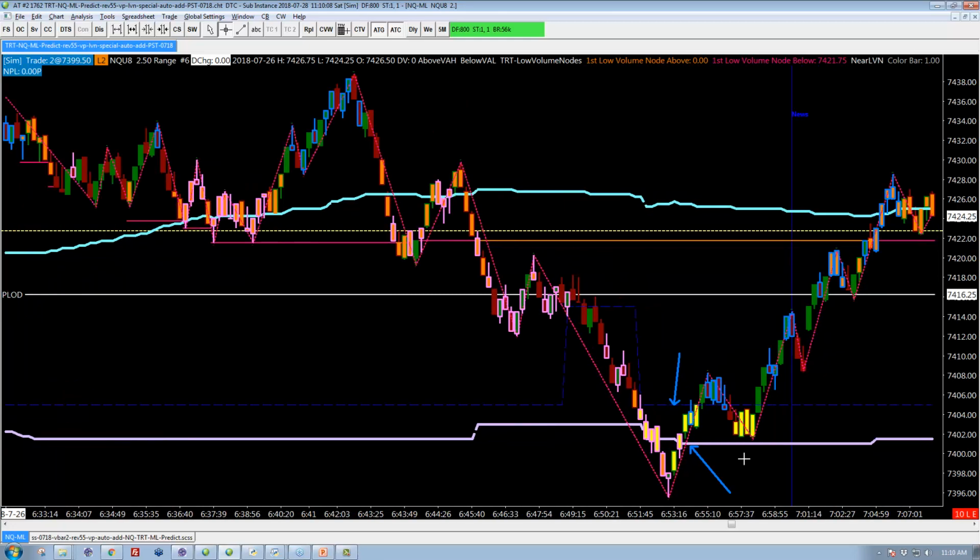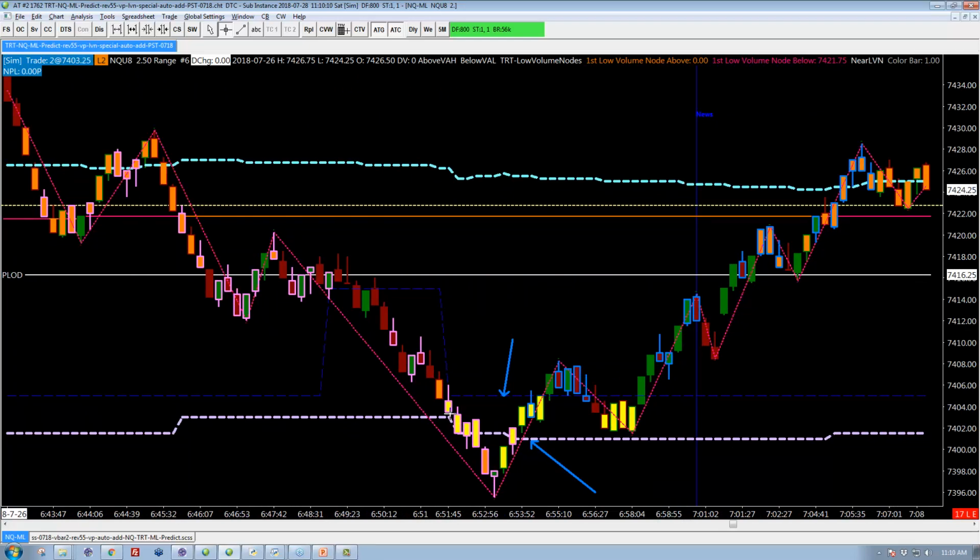The reason these bars are yellow is they're basically debugging for me to see that yes, I am near the edge, the value area low, but I'm also too close to the point of control, and because of that, I can't take trades here.